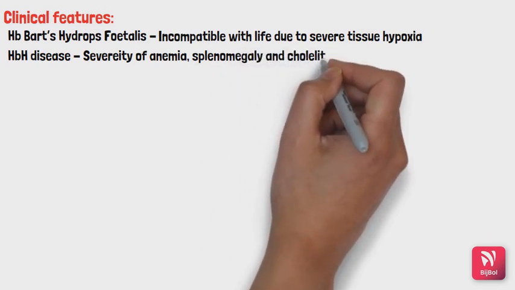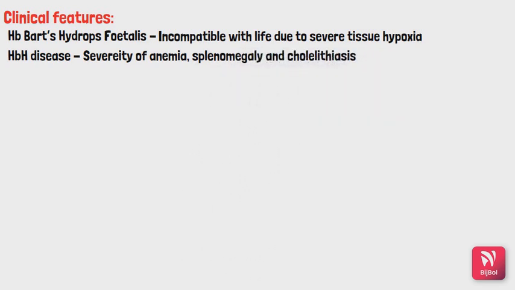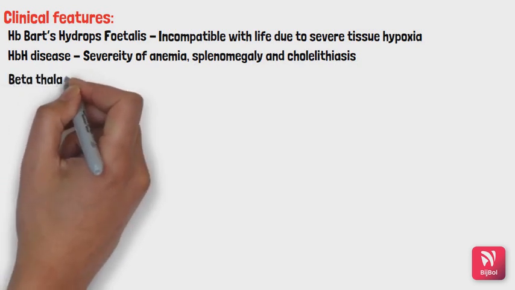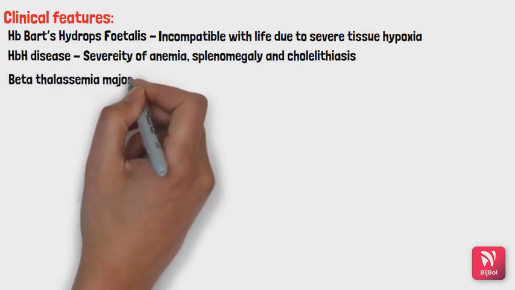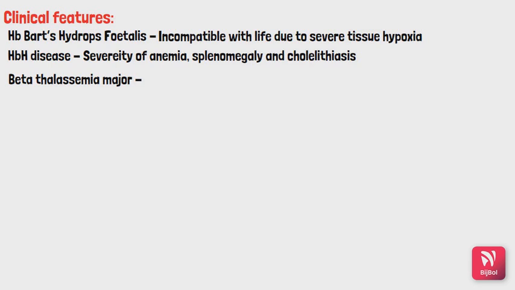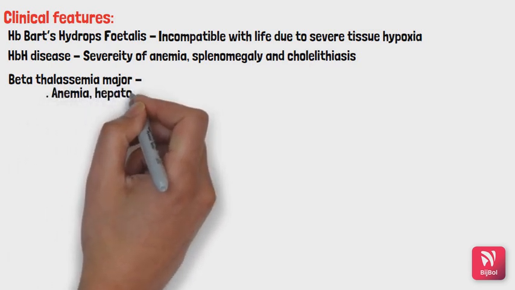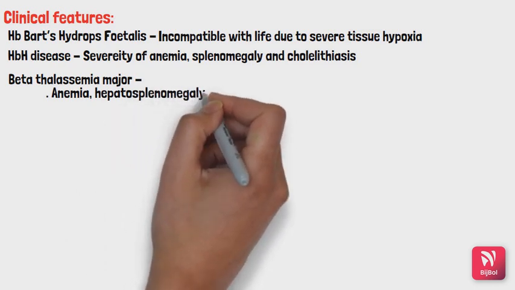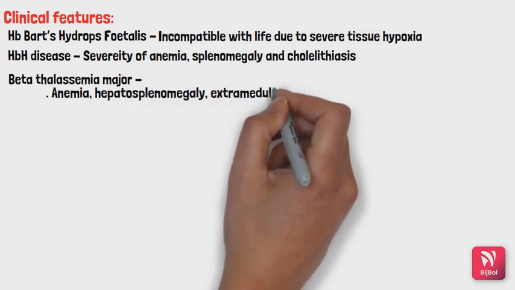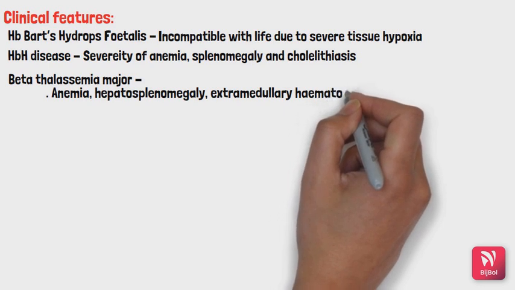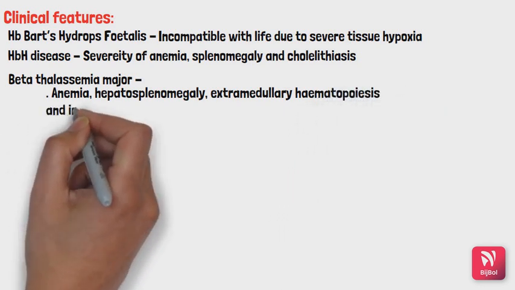And next is HBH disease, wherein I told you the H is precipitated as Haynes bodies within the affected red blood cells, and the symptoms will be in the form of severe anemia, splenomegaly and cholelithiasis. Whereas in case of beta thalassemia major, symptoms like anemia, hepatosplenomegaly, extramedullary hematopoiesis and iron overload can be seen.